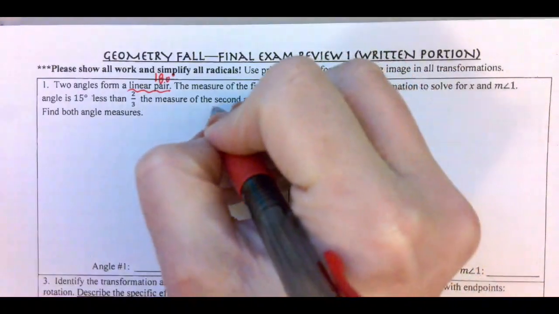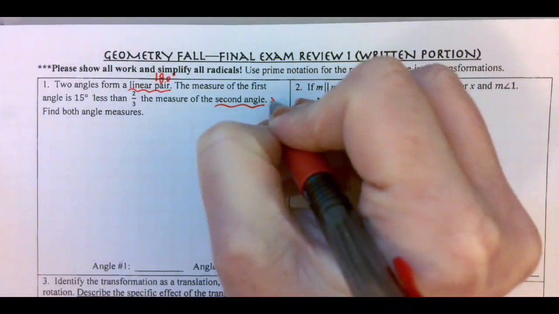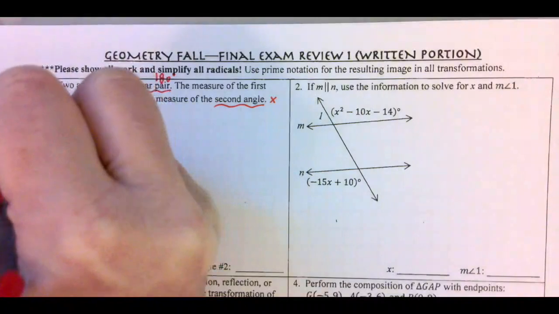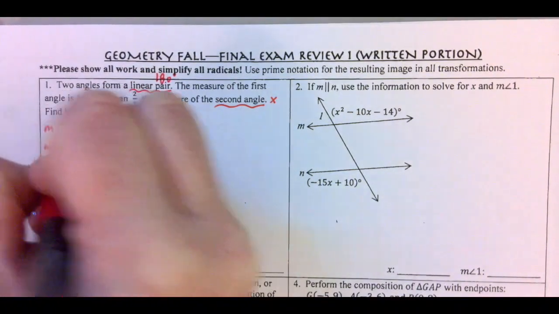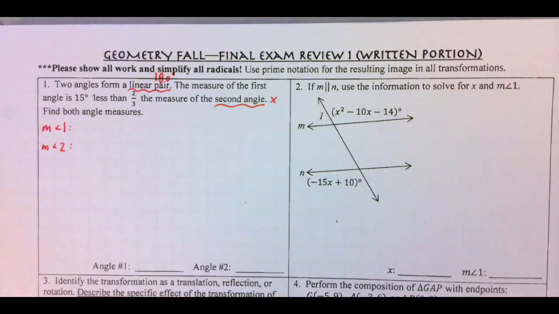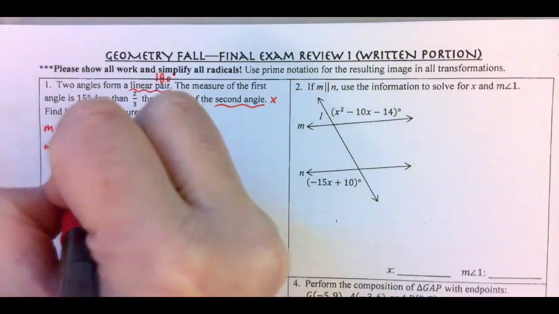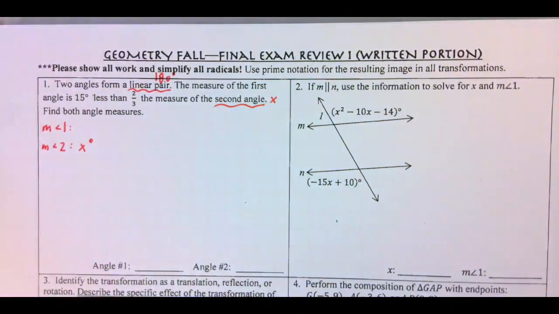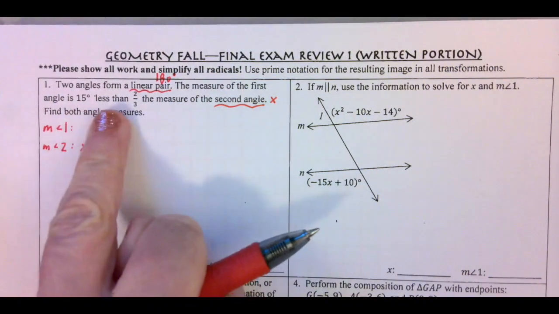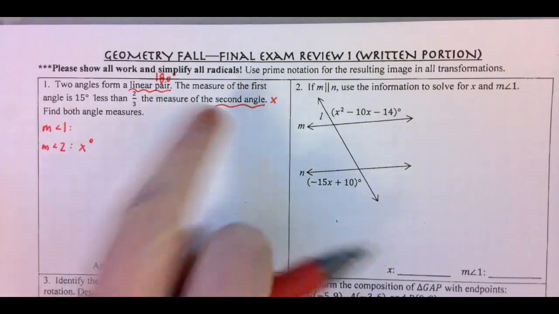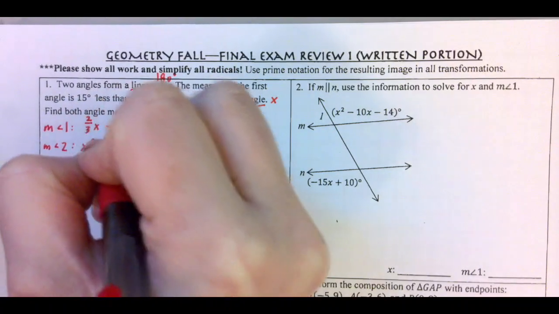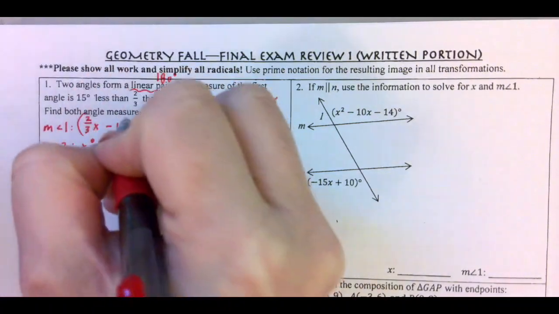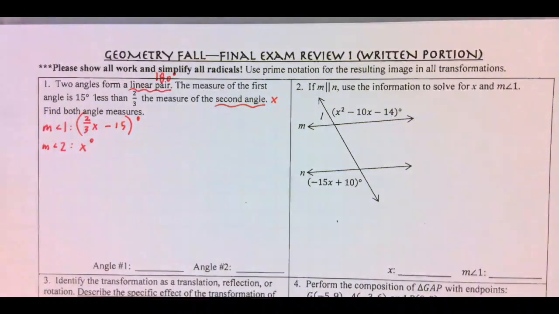So my second angle, right, that measure I'm thinking of as my x. So if I look at measure of angle 1 versus measure of angle 2, measure of angle 2 is going to be x degrees. And then measure of angle 1, right, 15 less than 2/3 that second angle. So I'm saying, well, that's got to be 2/3 of x, and then take away 15, and then degrees. All right, so I've defined both of my angles.